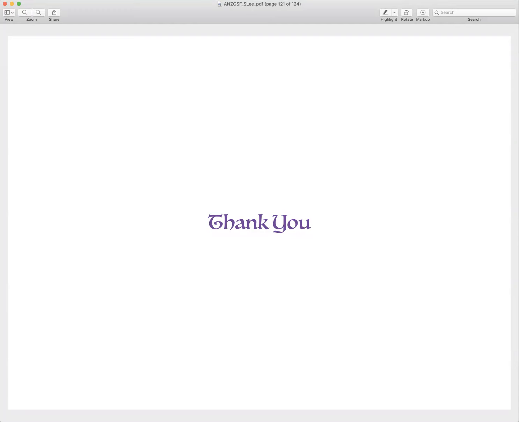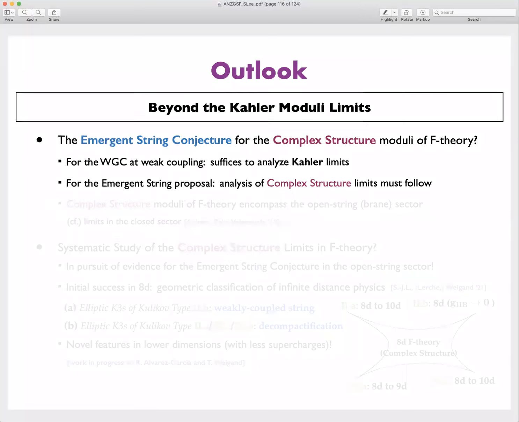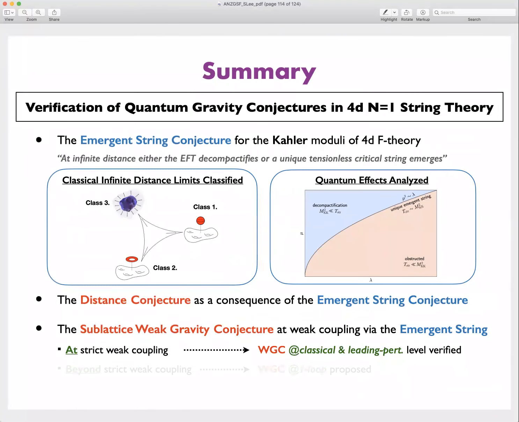Yeah, maybe I have another question. So in part 1, you discussed all these limits in a very general setting. Do you have examples of concrete string compactifications, like Calabi-Yau or something, that exhibit these types of limits? Sorry, you mean the classification of the Kähler limits? Yeah. So do you have examples with these types of limits?